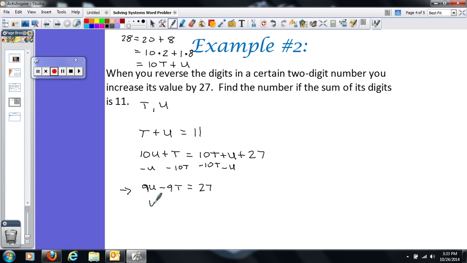I'm going to go ahead and rewrite it as u plus t equals 11 in this way that they're in the same order. So now I need to do my manipulation. I'm going to multiply this by 9. And I'm going to get 9u minus 9t equals 27. And I get 9u plus 9t equals 99. Now I have my two equations that I can add together. These will cancel.